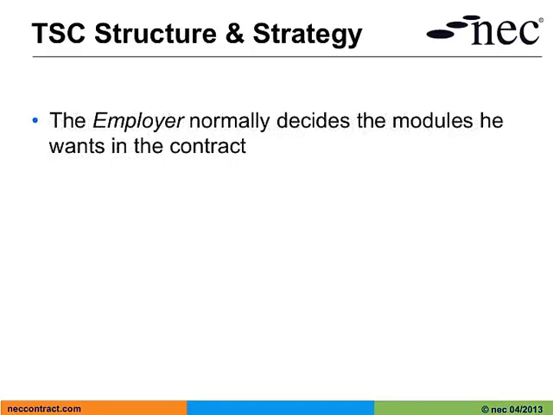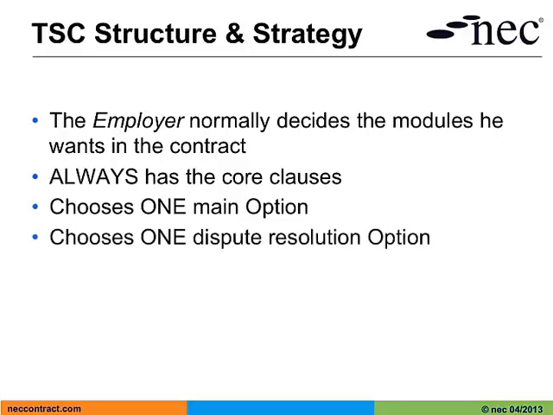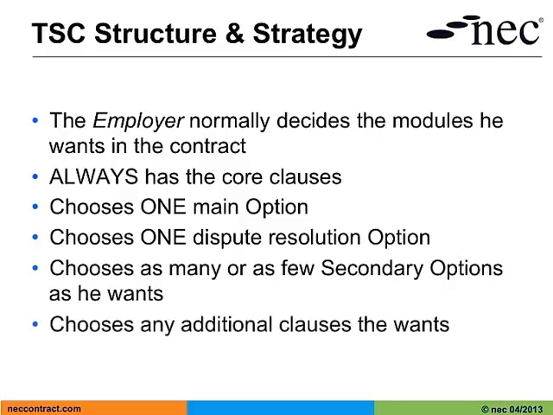The employer would normally decide the modules he wants in the contract. You always have the core clauses. You choose one main option, one of the dispute resolution options, and then as many or as few secondary options as you want or need, and then choose any additional clauses you want.